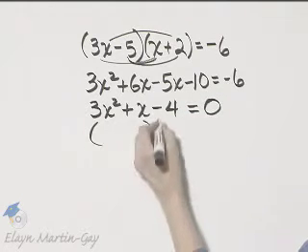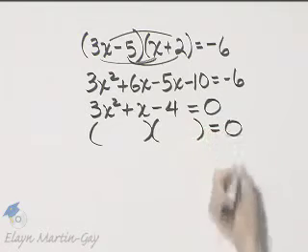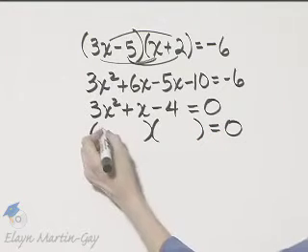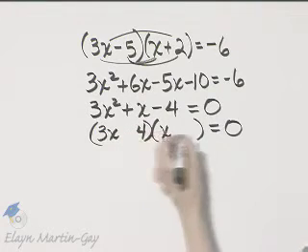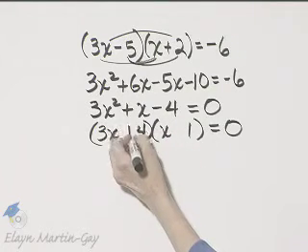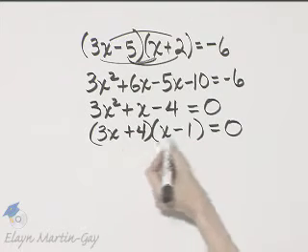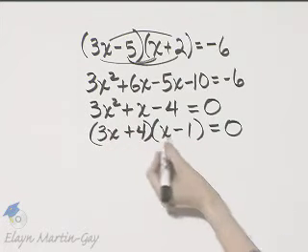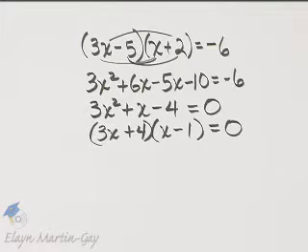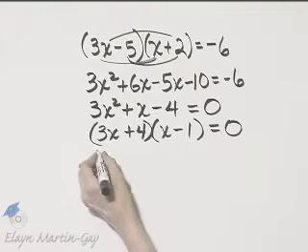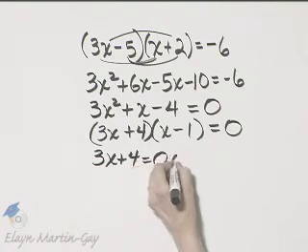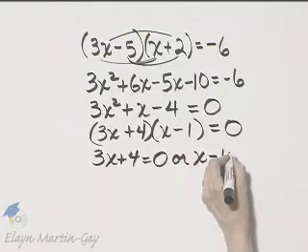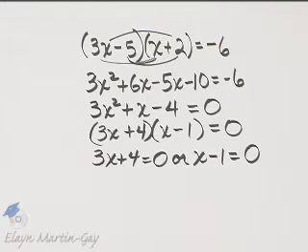Use the method of your choice for factoring this trinomial, 3x and x, 4 and 1, and I believe that's it. 3x squared, negative 3x plus 4x is a positive x, minus 4. Now that I've factored, I'll set each factor equal to 0. Had this not factored, by the way, I would go to the quadratic formula. There, I set each factor equal to 0.